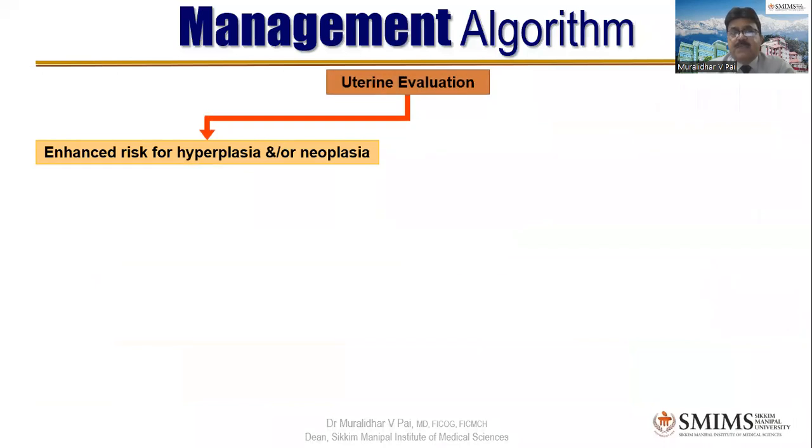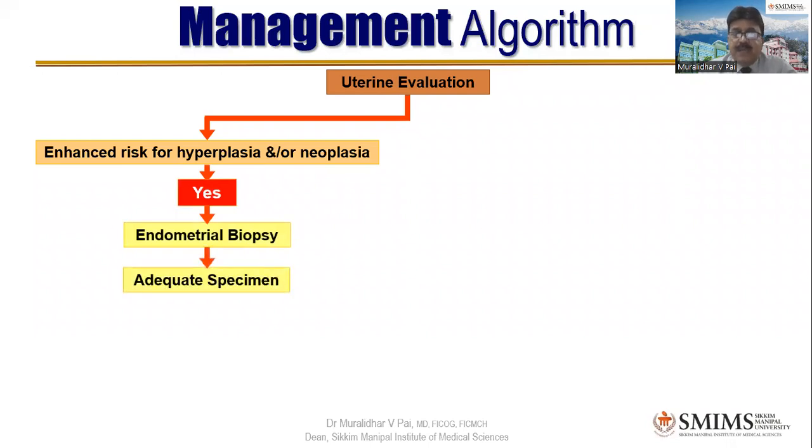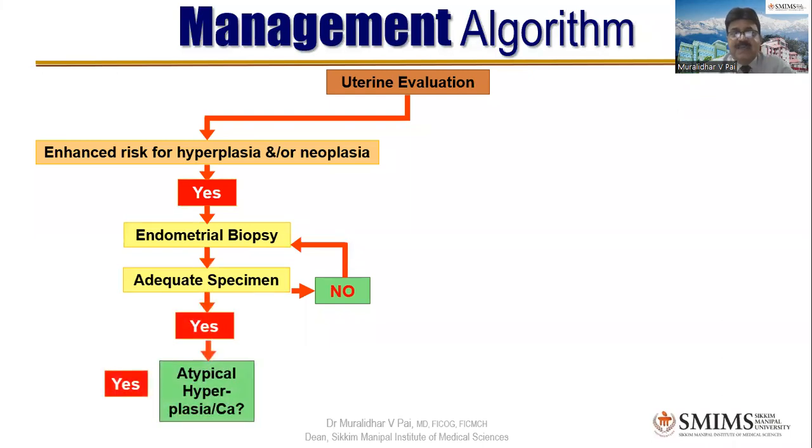Uterine evaluation, of course, includes enhanced risk for hyperplasia and/or neoplasia. If you suspect because of the patient profile, obese patient, hypertensive, diabetic, and family history of endometrial cancer, then endometrial biopsy is a must and minimum. If you get an adequate specimen, then it's one thing. If you don't get one, then you go back to endometrial biopsy. Simple. If you get an adequate specimen, whether it is atypical hyperplasia or cancer, if the answer is yes, manage as AUB-M, malignancy. I'm going to talk in detail.